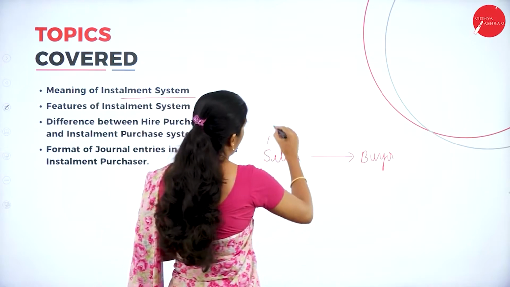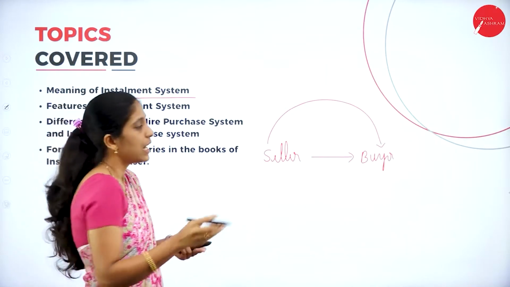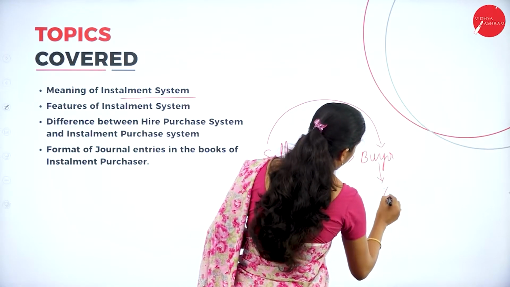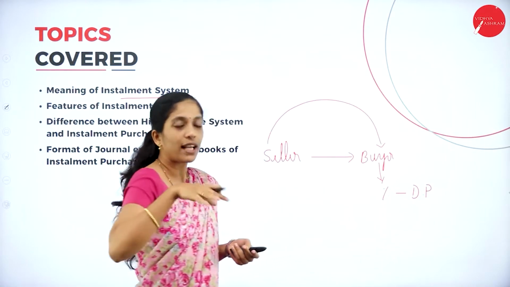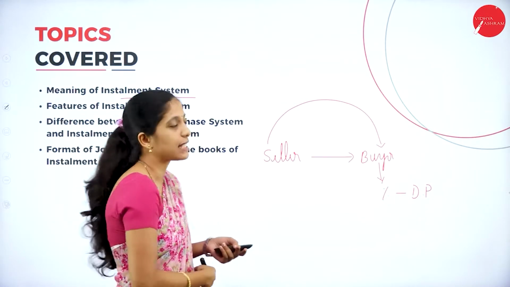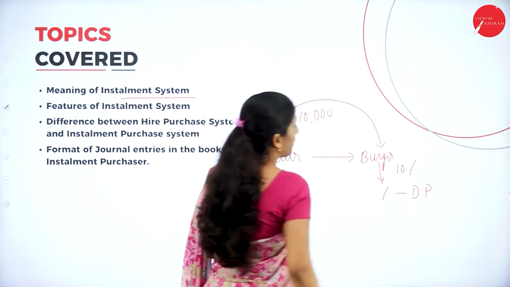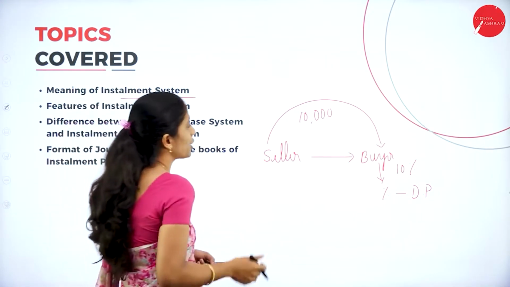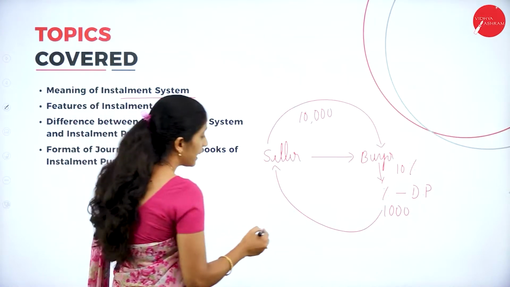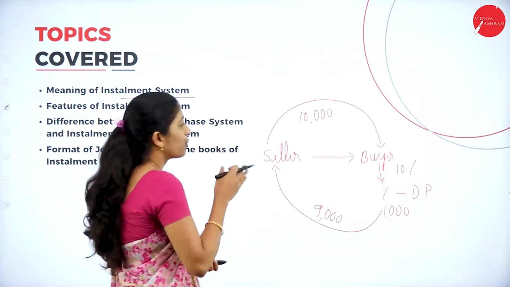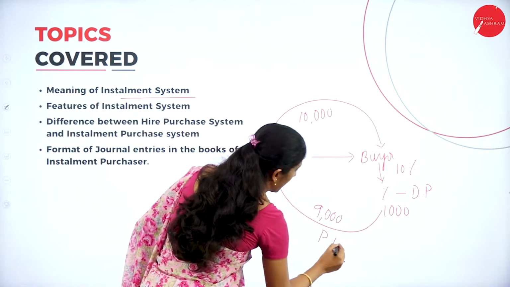Now what will the seller do? The seller transfers the goods to the buyer, and the buyer, on the delivery of that particular goods or asset, will make some percentage of amount which is known as what? Down payment. That is a percentage of the cash price. For example, if the cash price of the asset is 10,000, he will pay 10%. That is, on the delivery of the goods, he will make a payment of 10% of the cash price, that is 1,000. The remaining 9,000 will be given to the seller in the form of installments. So the remaining 9,000 will be paid to the seller by the buyer in the form of installments with interest. So here it includes principal plus interest.